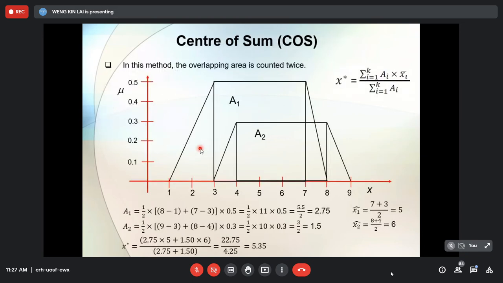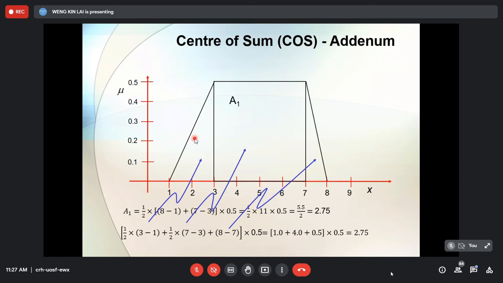In the center of sum method, the overlapping area is counted twice. That's how we arrive at the center of sum of these two areas, A1 and A2, when combined. I'll show you how we rewrite the answer in this case. The area of sum is 5.35, somewhere closer to here. I can see it's a nice line separating two parts, left and right.